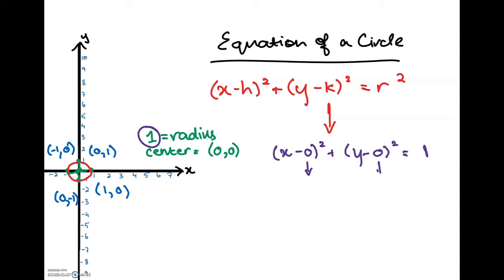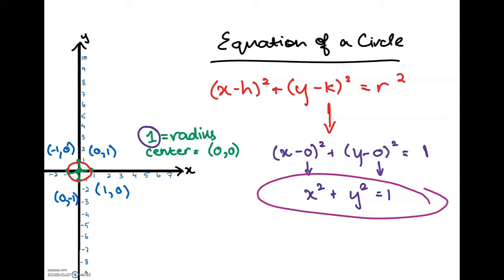Again, as I said before, you don't need to write zeros with your y's and x's, so you're just going to write x squared plus y squared equals 1. And this is the final equation of the circle here on the graph on the left. So let's try another example where we don't necessarily have a graph to use.